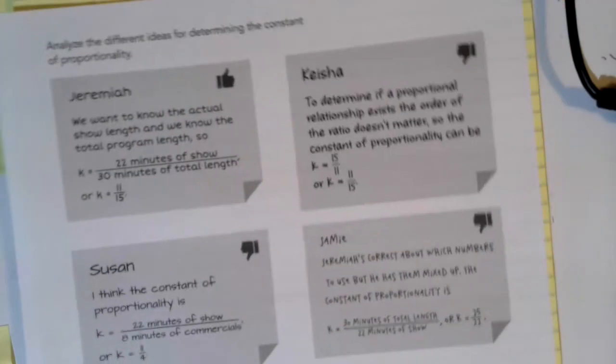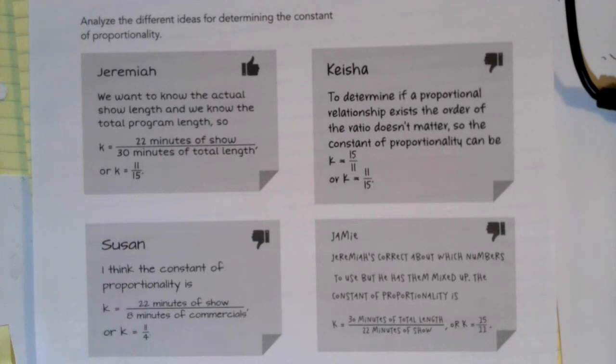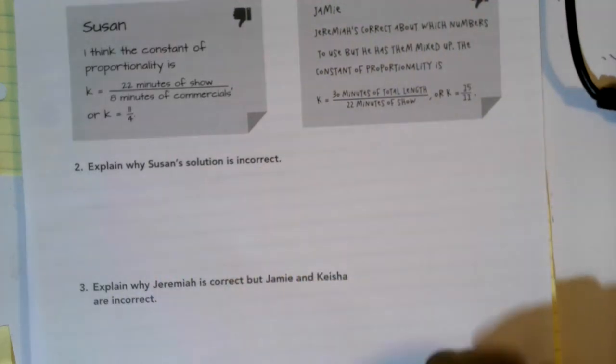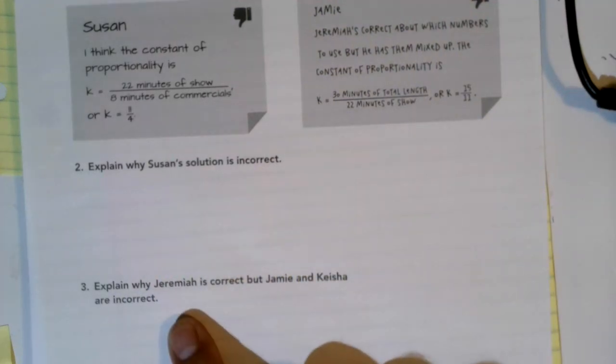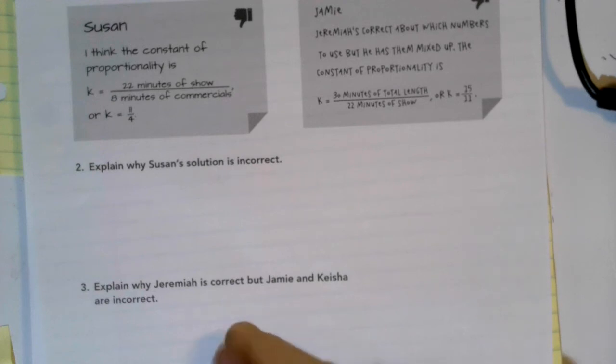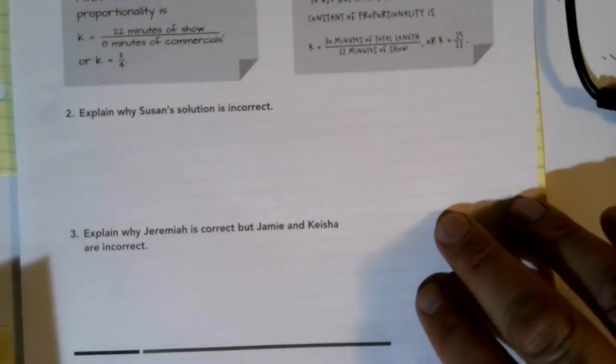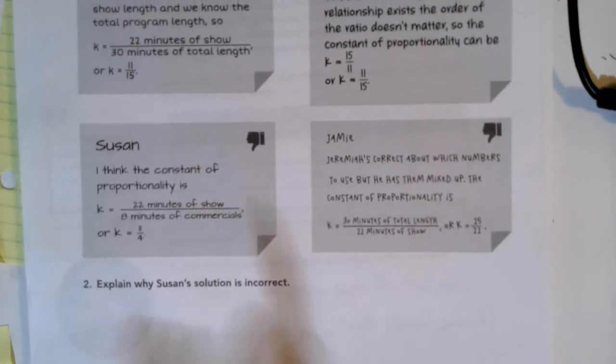So your job will be to look at 4 scenarios, and they do give you thumbs up or thumbs down, okay? And then you're going to go ahead and make explanations for why Susan's is incorrect and compare Jeremiah's correct explanation to Jamie and Keisha's incorrect explanation. So that'll be your job. Go ahead and work on those, and then in the next video we'll go over those answers with you.